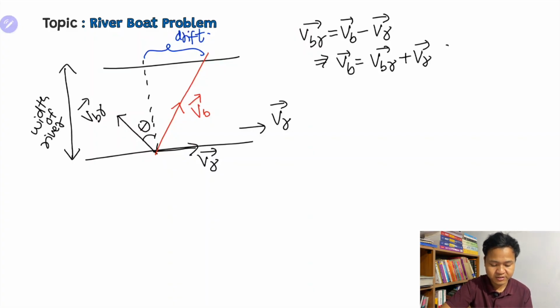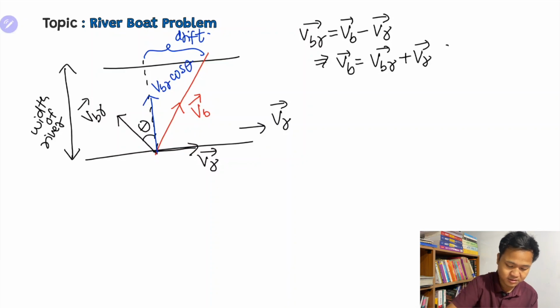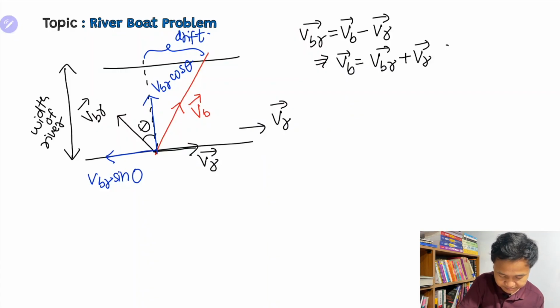Here one thing I can do is, VBR is neither along X nor Y, so I can take the components of VBR. Here I have VBR cos theta, and on this side I have VBR sine theta. Now everything is along X and Y.